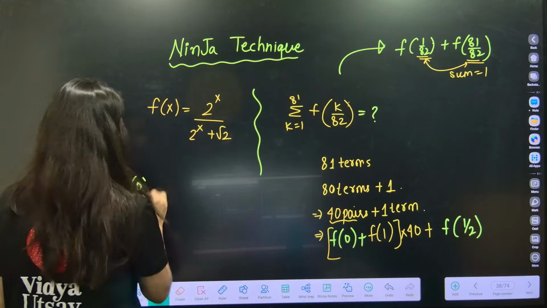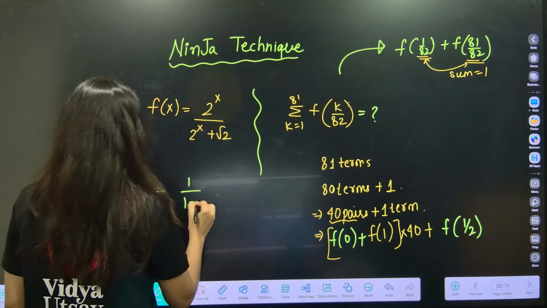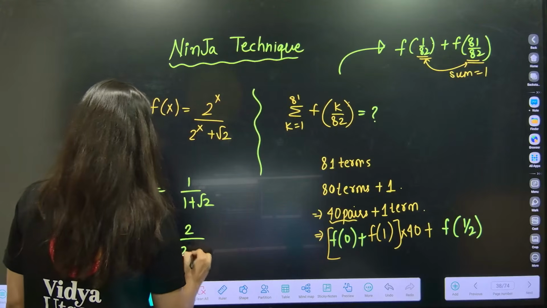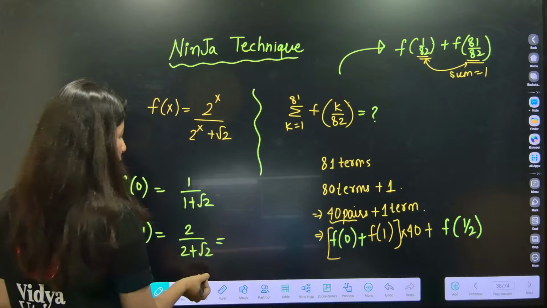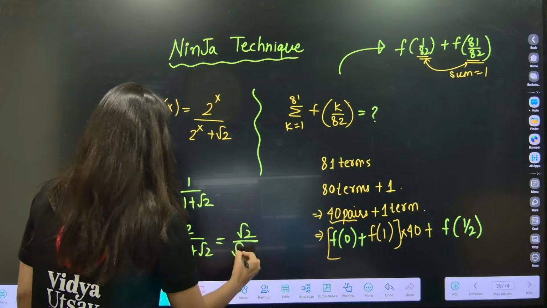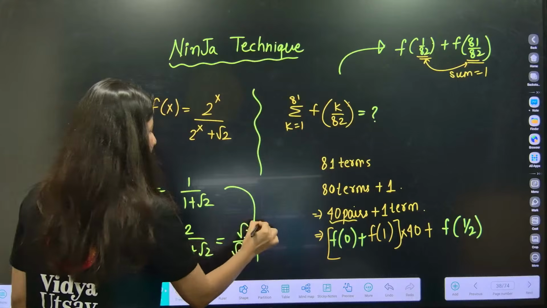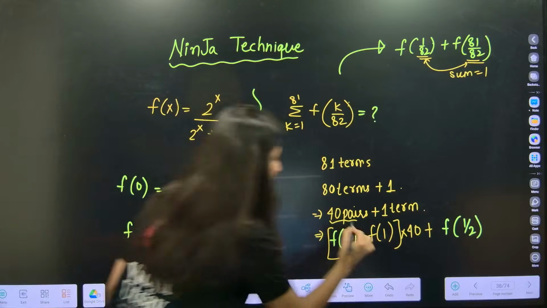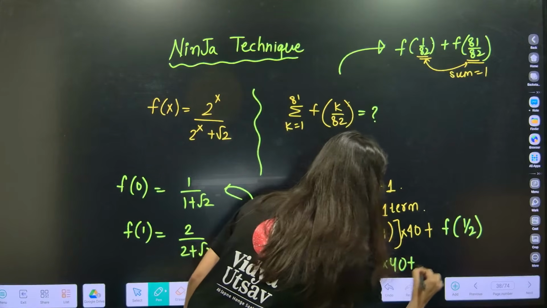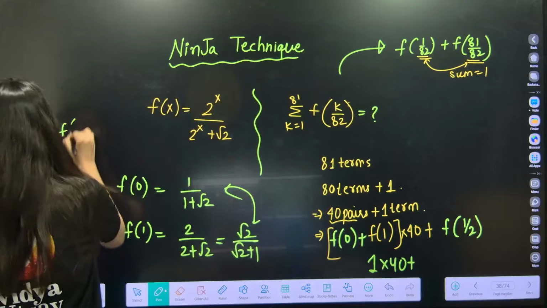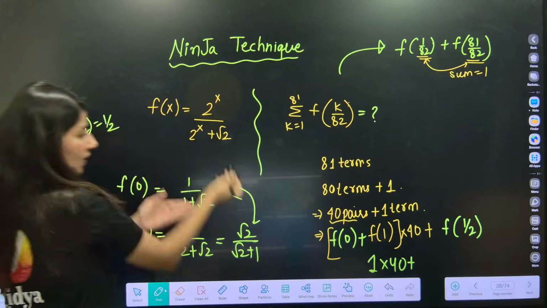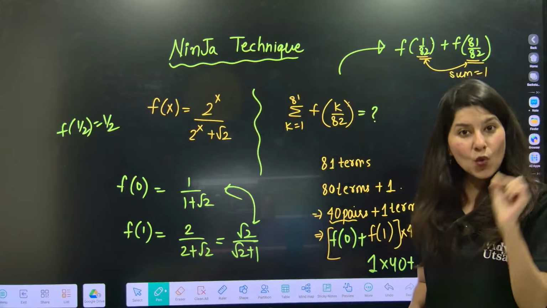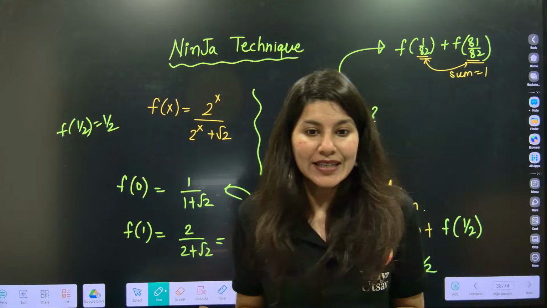Now plug in the values. F of 0, ma'am, 2 power 0, 1, upon 1 plus root 2. F of 1, everybody. So the moment you write 2 upon 2 plus root 2, and if you take root 2 common, it will be root 2 upon root 2 plus 1. So just add these two. If you add these two clearly, f of 0 plus f of 1 is coming out as 1 into 40 plus f of half. F of half, we have calculated, is half only. Okay, so the answer is 40 plus half. Got it? Now let us do one more JEE Main PYQ using this ninja technique.